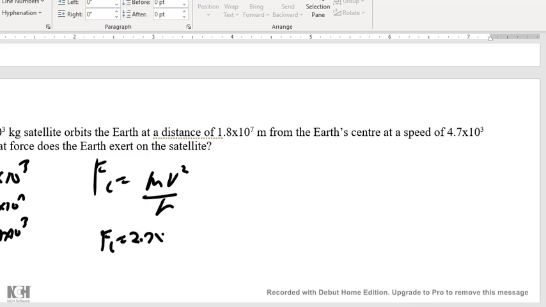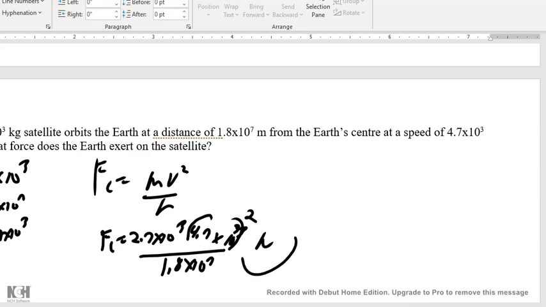FC equals what? Mass, 2.7 times 10 to the third. What's my V? 4.7 times 10 to the third. What are you going to do with it? You've got it squared. This is the third right here. This is a squared. Divided by, what's the radius? 1.8 times 10 to the 7. Done. That's your answer. Do it in the calculator later.